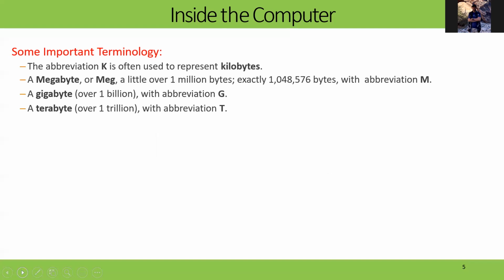This is just some terminologies, like mega usually has abbreviation, which is M. Gigabyte has abbreviation, which is G. Terabyte has abbreviation, which is T. And of course, kilo, which is the most used terminology in this course, will be K.